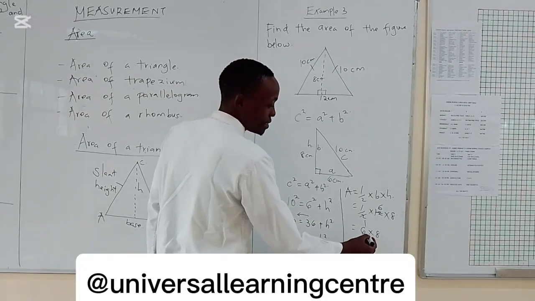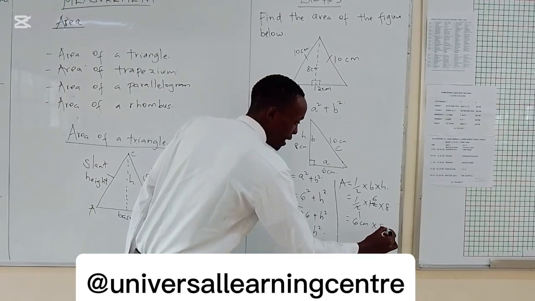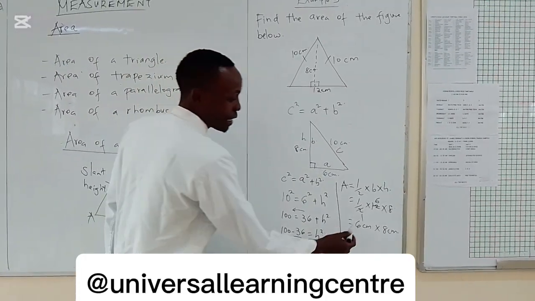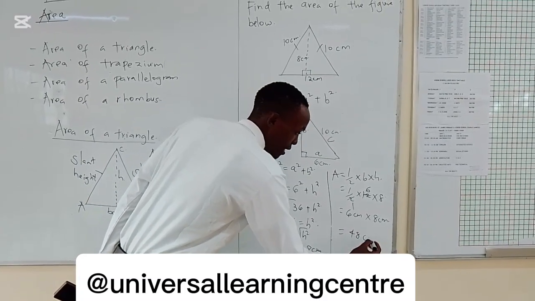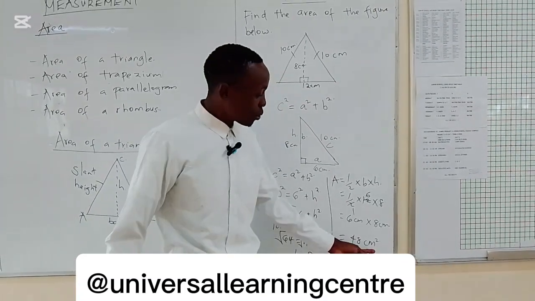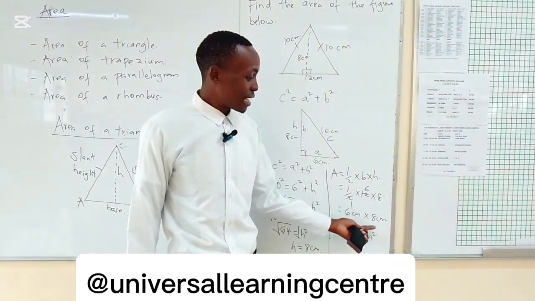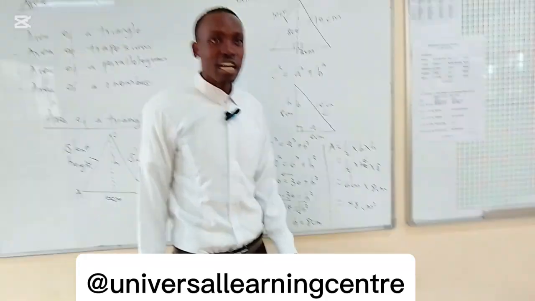So this is like 6 centimeters. Let me just write 6 centimeters multiplied by 8 centimeters. So for you to get the area, you multiply 6 times 8, which is 48. Now the units will be centimeters squared. The units originate from the point where you multiply 6 centimeters and 8 centimeters, so centimeters times centimeters is centimeters squared.